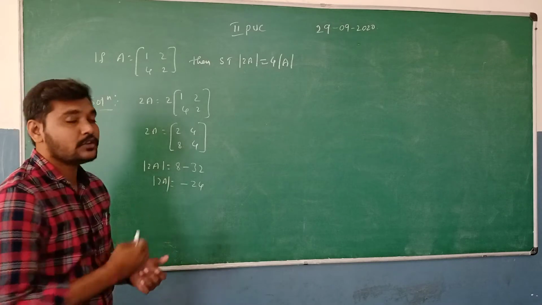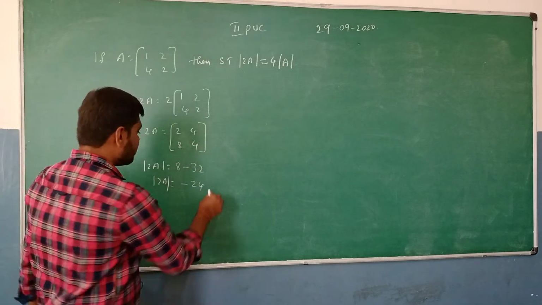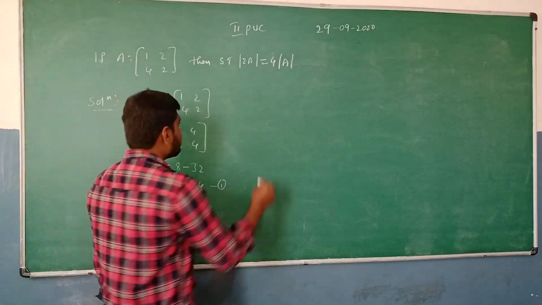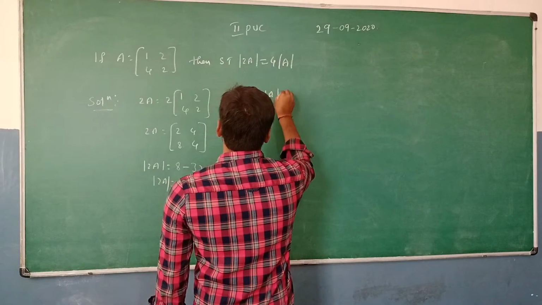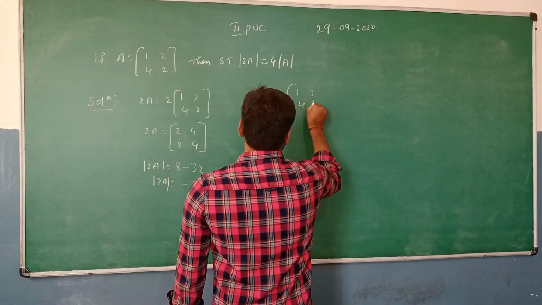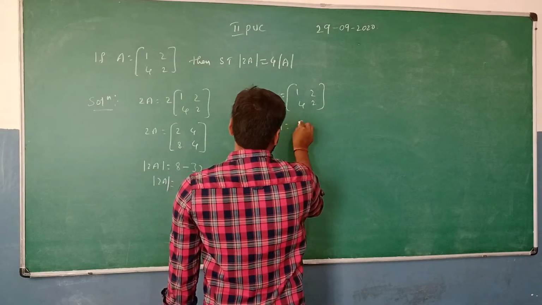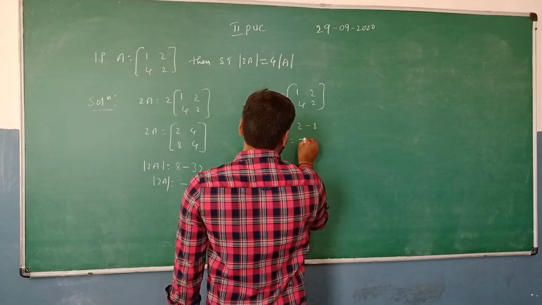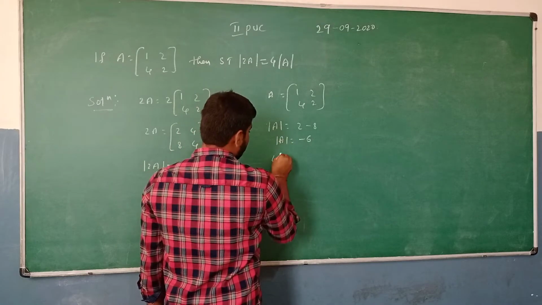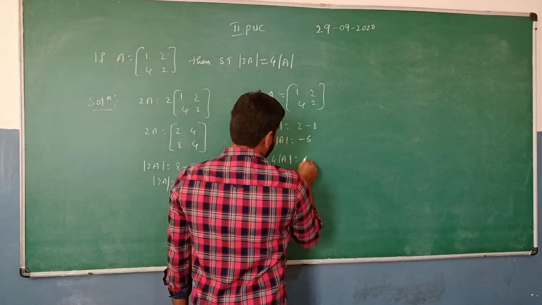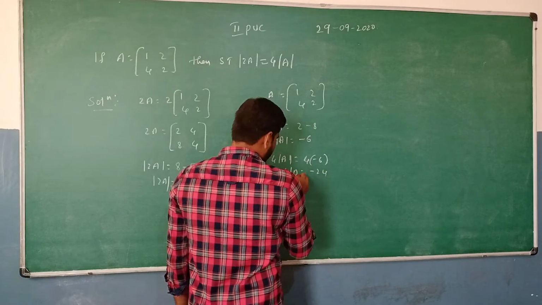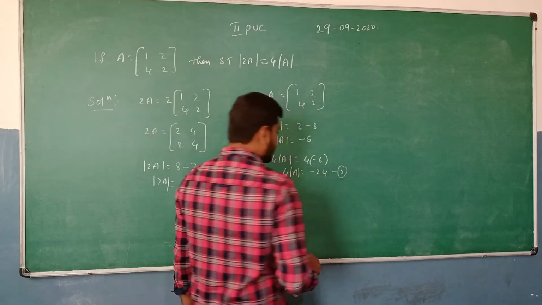We can say that is going to be equation number 1. Then we need to find 4 into determinant of A. So first we need to find the determinant of A, where the given A is 1 2 4 2. Then the determinant of A is nothing but 2 minus 8, that's going to be minus 6. Then 4 into determinant of A is nothing but 4 into minus 6, so that's going to be minus 24. That's going to be equation number 2.